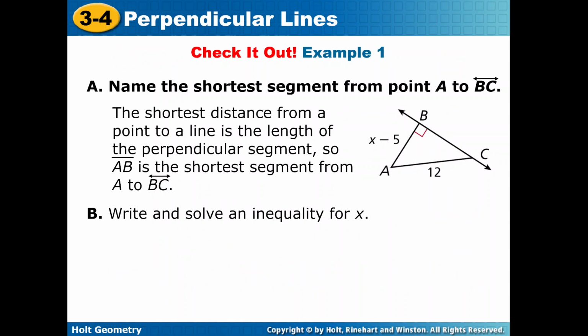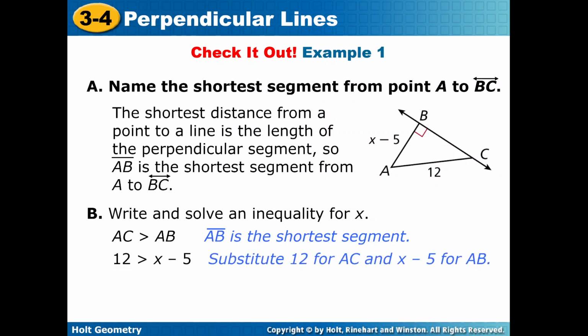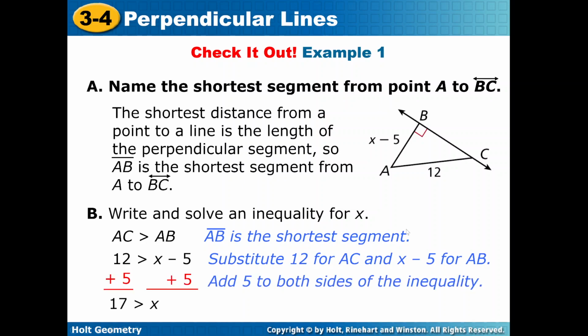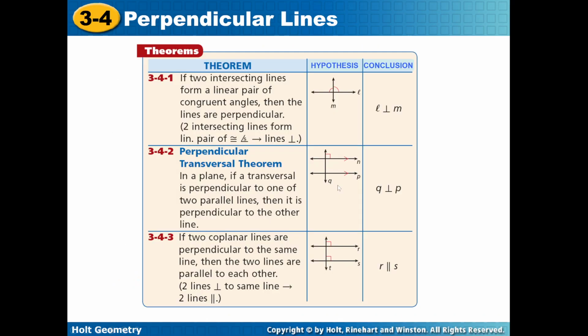Here's another one, a similar situation. x minus 5 is less than 12, because 12 is the longest leg of the right triangle. So set up the inequality: AC is greater than AB. Substitute the expression and the number, and then solve for x. Add 5 on both sides. So x is less than 17, or 17 is greater than x.